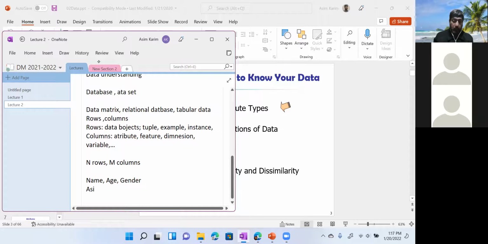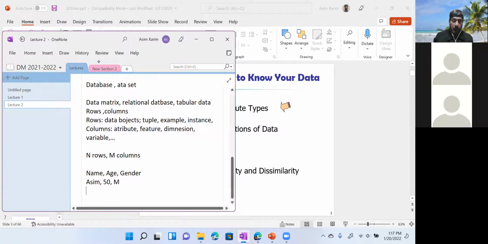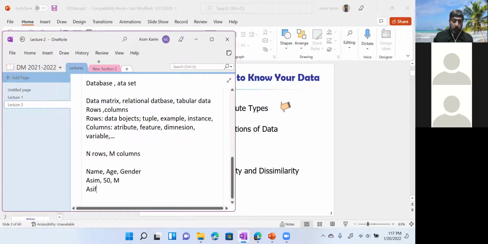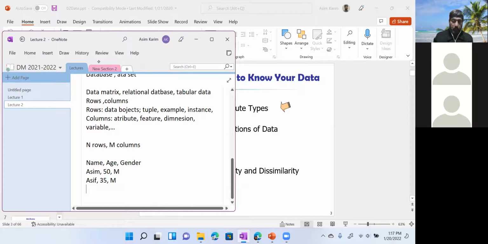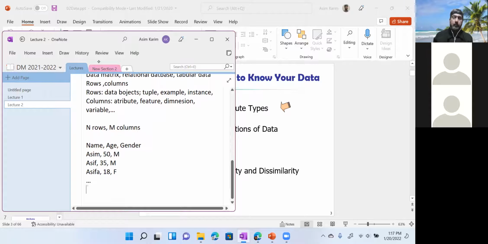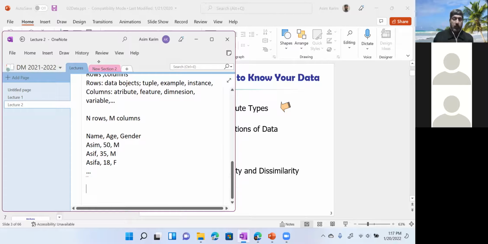So maybe we have Asim, and we have some age here, let's say 50. And then you have gender M, and then there might be someone else, Asif, age 35, let's say M. Then we have another, Asifa, for example, age 18 and gender female, and so on. So this is a data matrix, a tabular representation of data, and one very common way of capturing information in a data set.